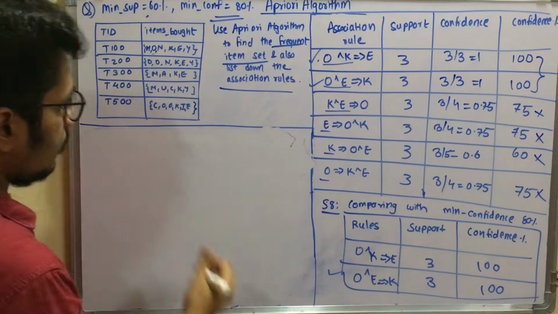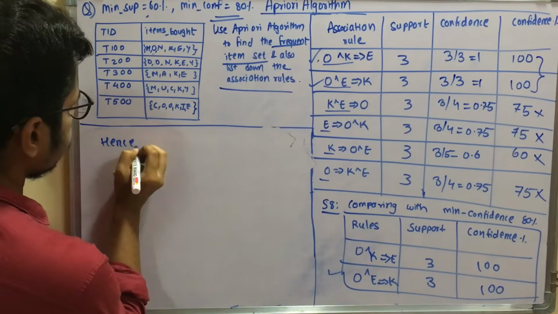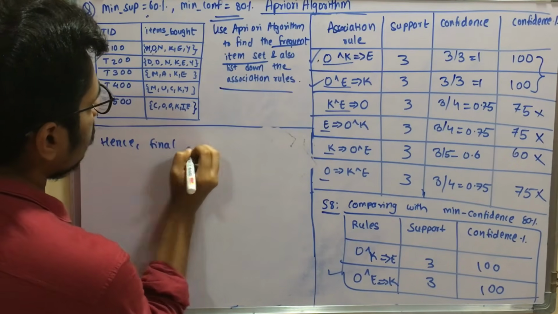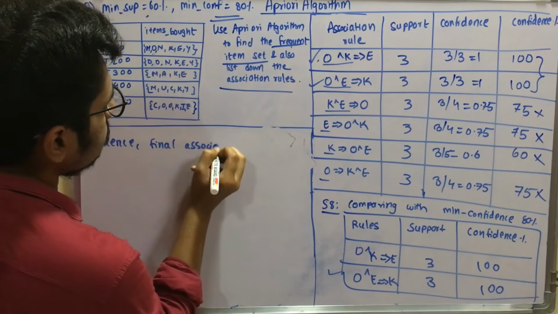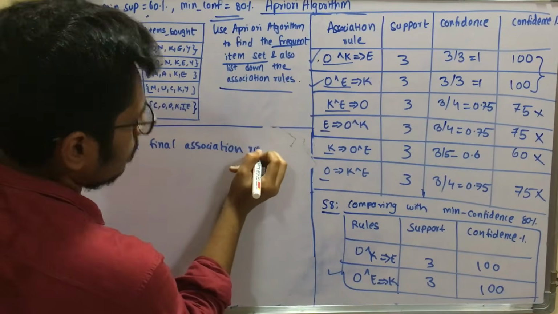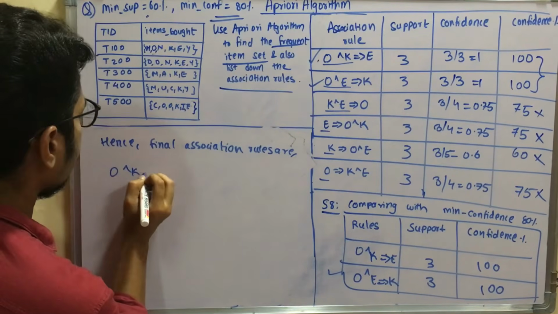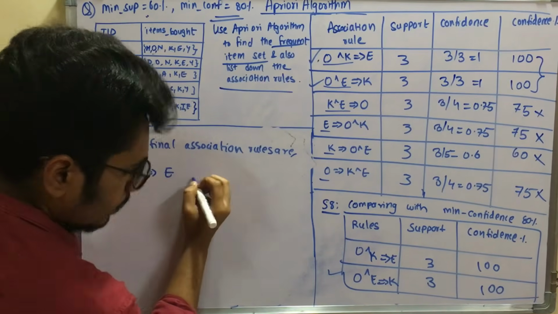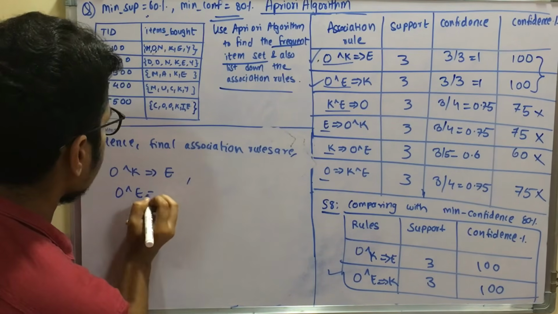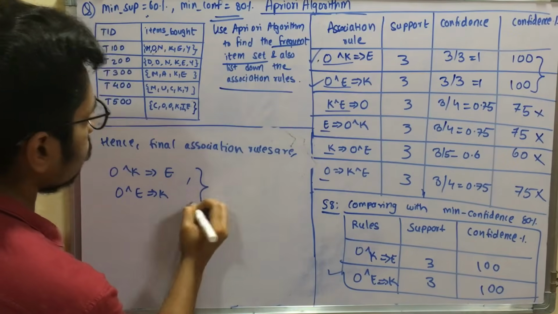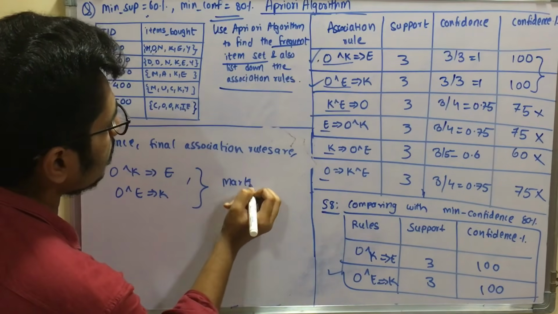Hence the final association rules we have are O and K gives E, and O and E gives K, and this is used for market basket analysis.